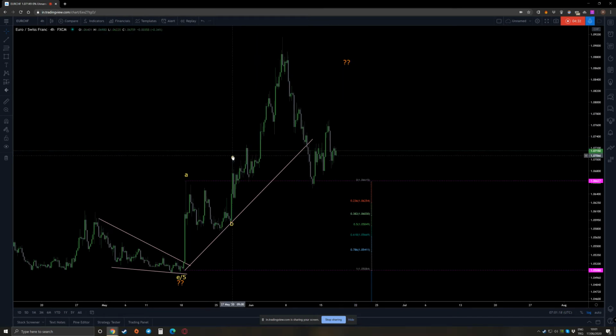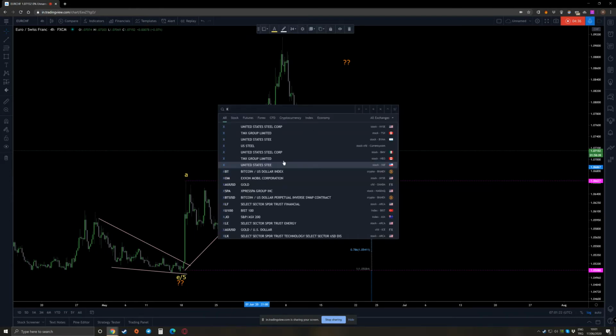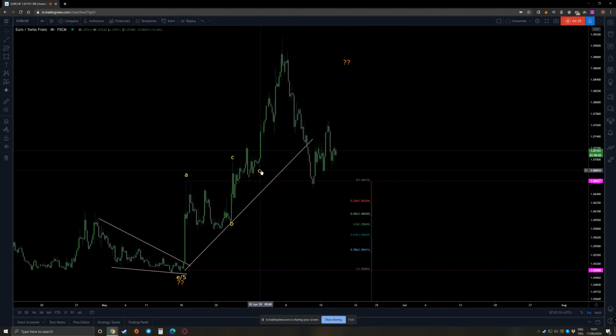Now, after this, what do we need? Well, we need an X wave. It does look like our X wave ended here. I don't even have to count this because this move has already taken place, so it's pointless for me to do it. So A, B, C, X. Now what else do I need? Well, I need another A wave.